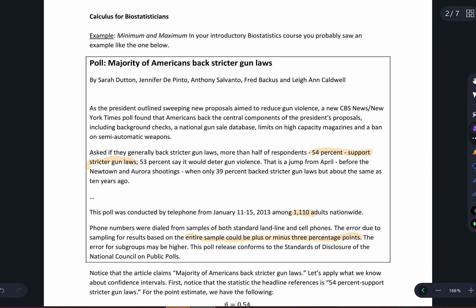From your introductory biostatistics course, recall that the idea here is we have a sample of 1,110 adults. We see out of that sample, 54% of them responded a certain way. But what we're really interested in is how the population would respond if the population was asked the entire question. One way to estimate how the population will respond would be to take this 54%, which is what we call the statistic, generally denoted as p hat, and construct a confidence interval around it. That confidence interval helps us quantify the uncertainty in our statistic, and we do that using the margin of error. Here they're telling us the margin of error is plus or minus 3 percentage points.